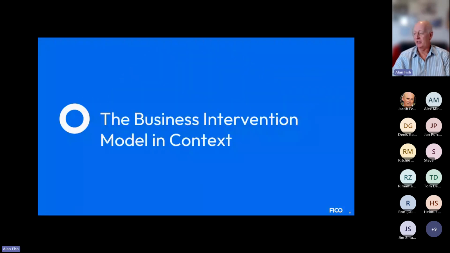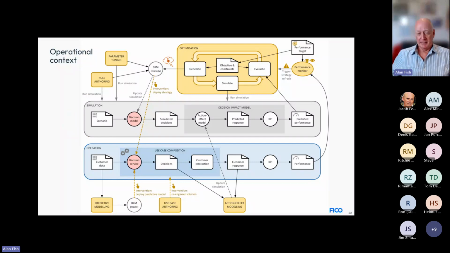The context within which I'm thinking all this would happen. Here, I know I'm guilty of one of these diagrams where you just throw everything onto one page, but it makes it easy. This shows the operational context in which these concepts would work. So the blue strip here along the bottom is the operational system which is executing our use case composition.